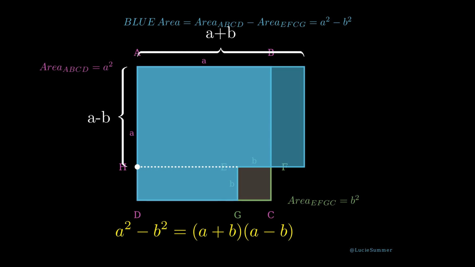This geometric demonstration shows why the difference of squares formula works as it's written. By visualizing the squares and rearranging the pieces, we've proven that the algebraic formula a squared minus b squared equals (a plus b) times (a minus b) is true. This method helps us understand the formula in a more intuitive way.